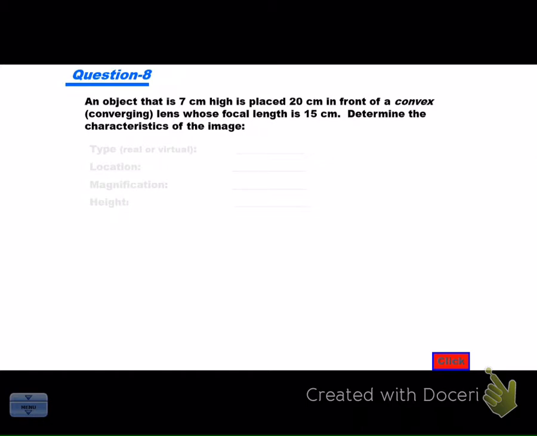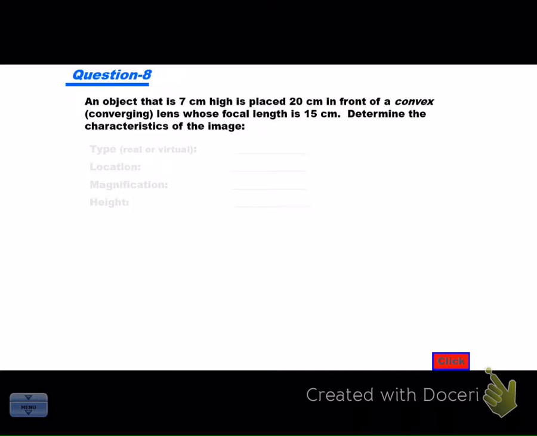An object that is 7 centimeters high is placed 20 centimeters in front of a convex lens, and the focal length is 15. So we're out beyond the focal length. Determine the characteristics of the image. Are we beyond the center of curvature? What do you think? No, the center of curvature is at 30. Remember, that's twice the focal length. So this is going to be an object between the center of curvature and the focal length. Determine the characteristics of this image.